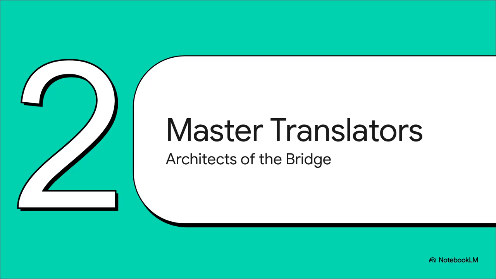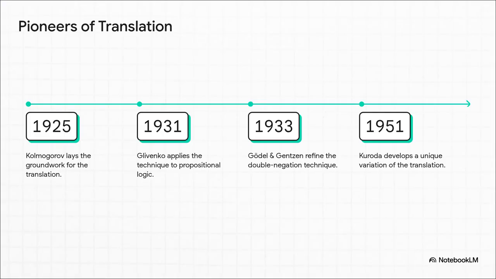Of course, an idea this huge didn't just pop out of nowhere. It wasn't one person. It was actually built over decades by some of the greatest minds in logic and mathematics. The whole journey really kicks off in the 1920s with Kolmogorov laying down the groundwork. Then you see Glivenko applying the idea to propositional logic. After that, the legendary Kurt Gödel and Gerhard Gentzen come along in 1933 and refine it even more. And the idea just kept evolving, with people like Kuroda developing their own unique spins on it as late as 1951. Each person built on the last, making this incredible logical bridge stronger and stronger.